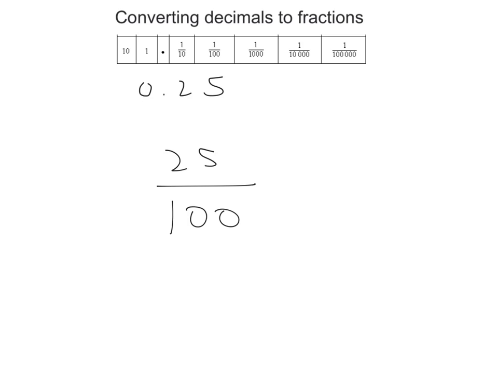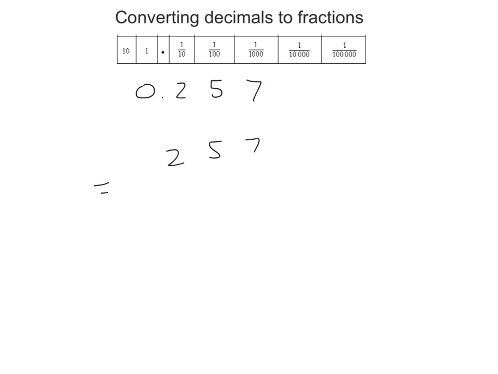Okay? So, let's say, for example, we have a decimal 0.257. Okay, so now the fraction for this decimal would be 257 over 1000. Why? Because the last decimal is in the thousandths place value. That means that all these numbers will be over 1000, assuming there's no numbers after this place value.